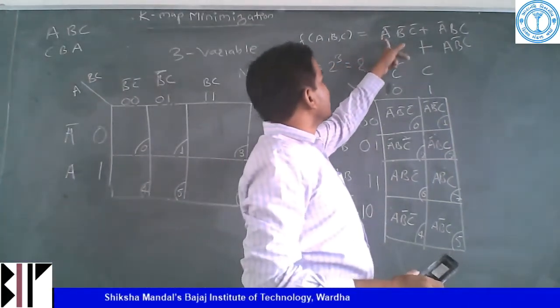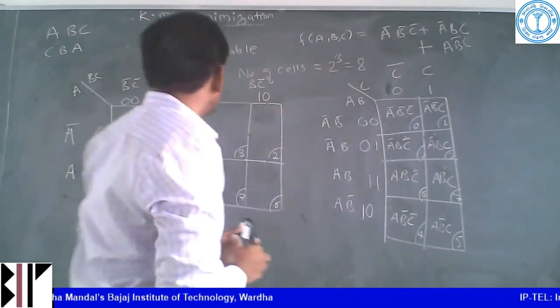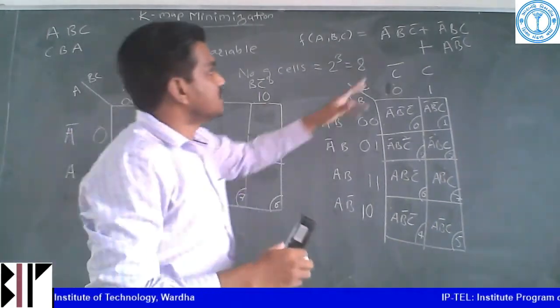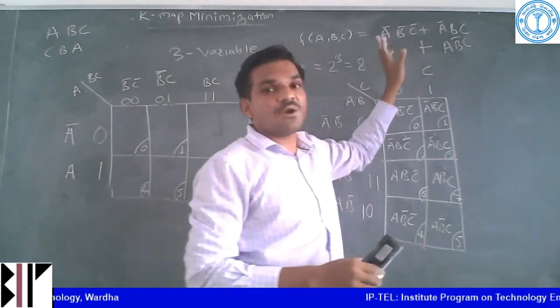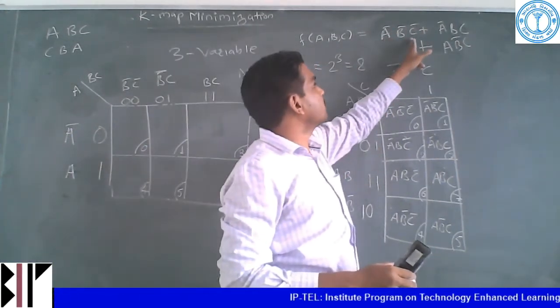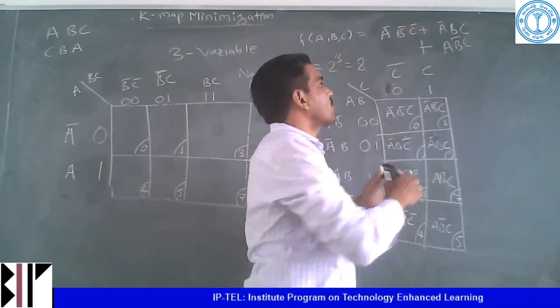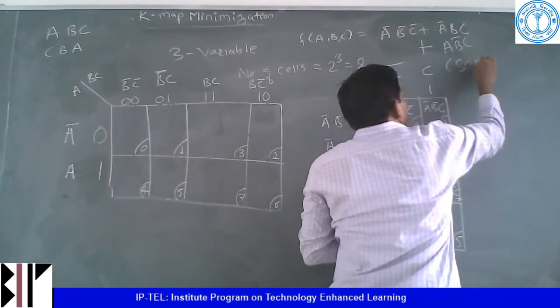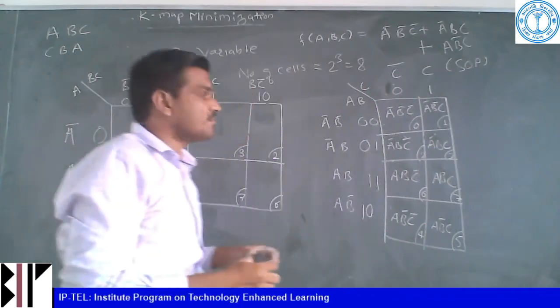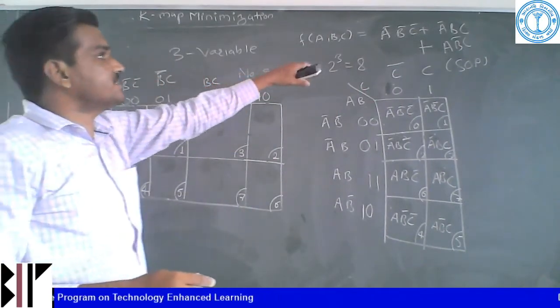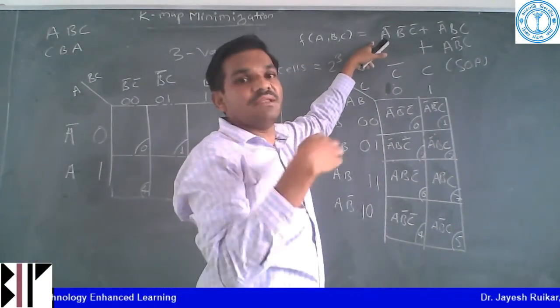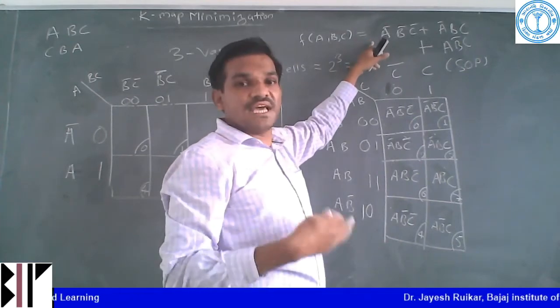Now see here, A bar, B bar, C bar is there. This is in terms of sum of product form. These are the products and their sum, so this is in SOP form. Now we have to represent this function and then minimize that function with the help of K-map.